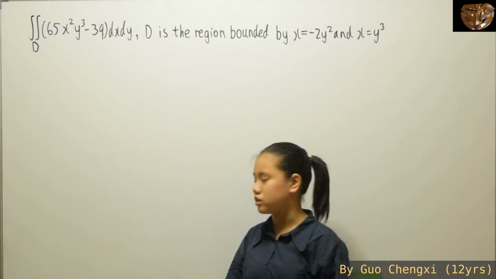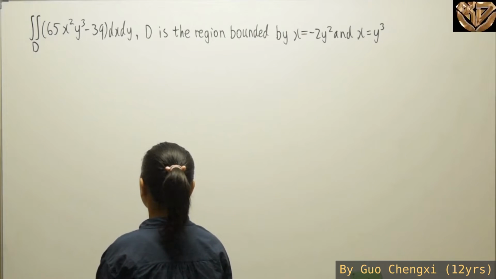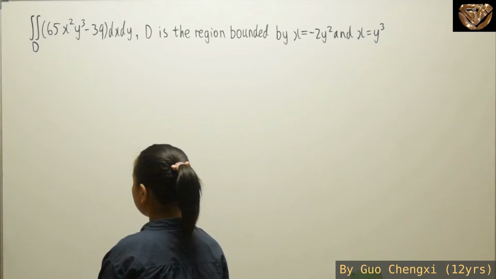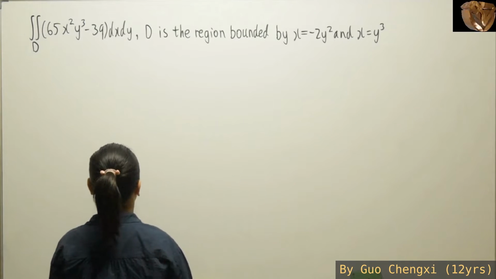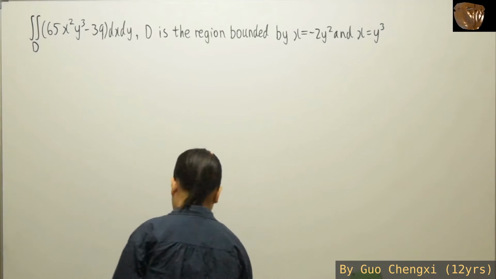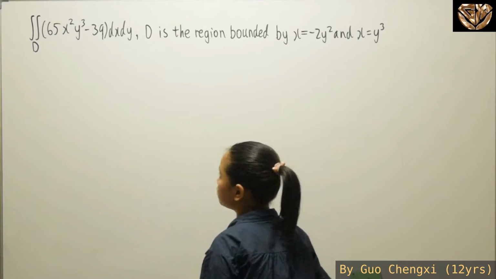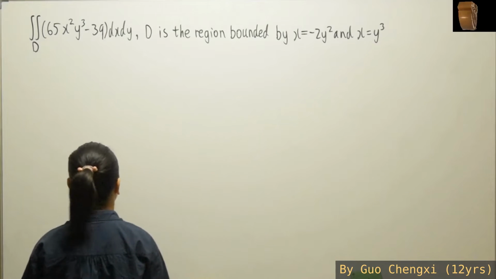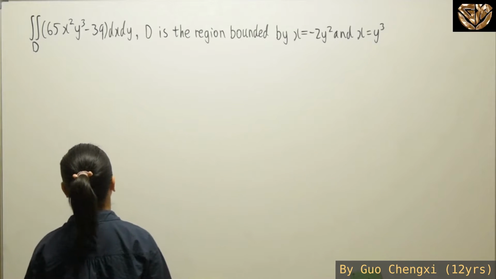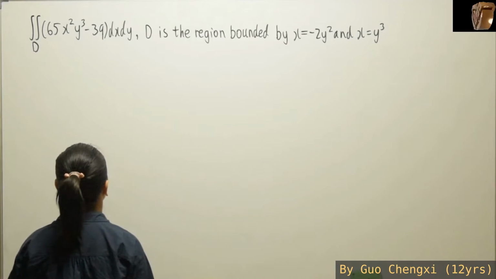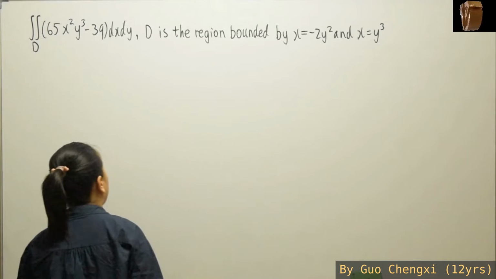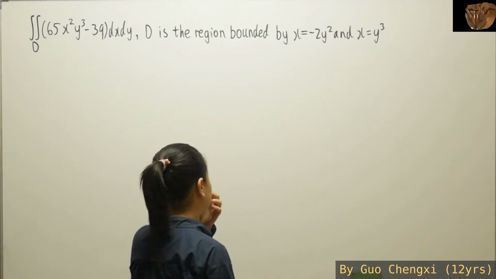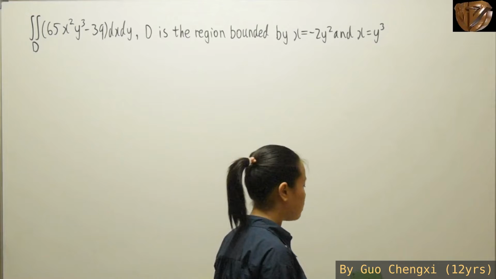For this lesson, we'll be continuing on with the techniques and applications for definite integration, with another example. Our example for this part is a double integration over the area bounded D, of 65x squared y cubed minus 39 dx dy, where D is the region bounded by x equals negative 2y squared and x equals y cubed.